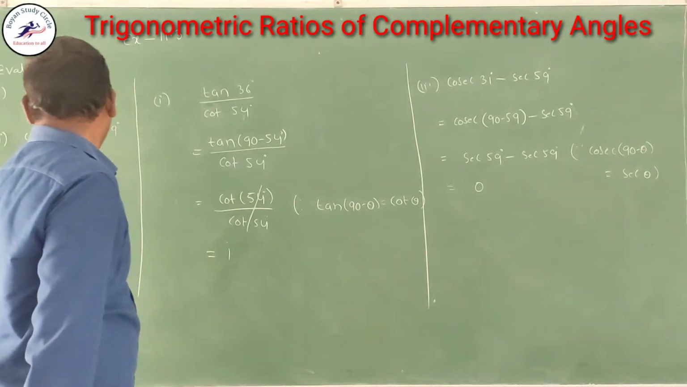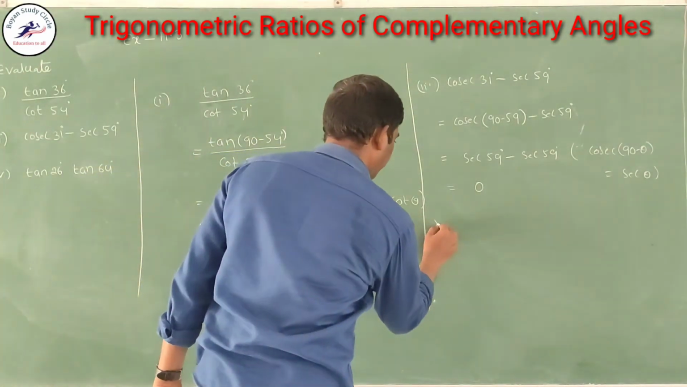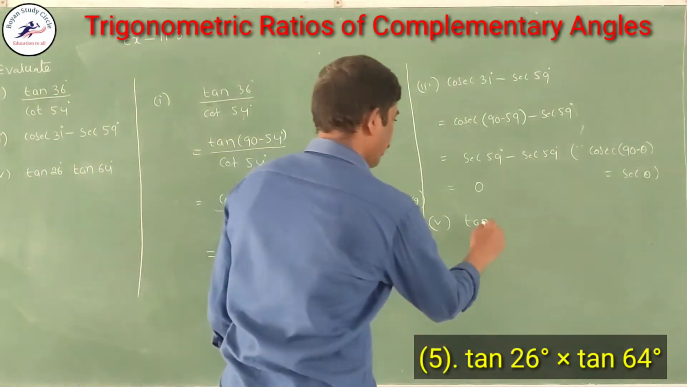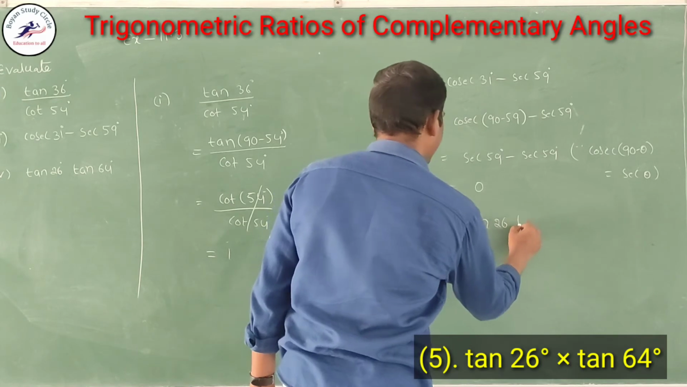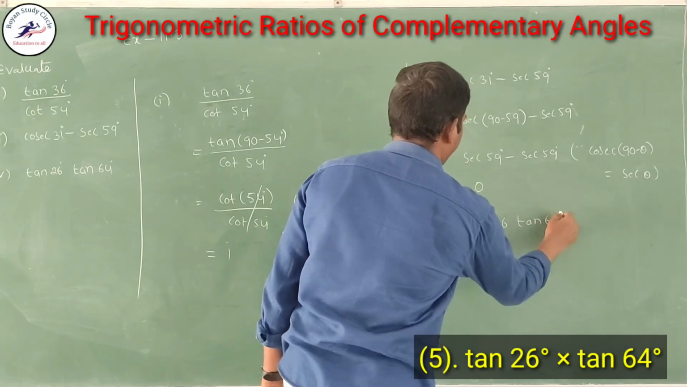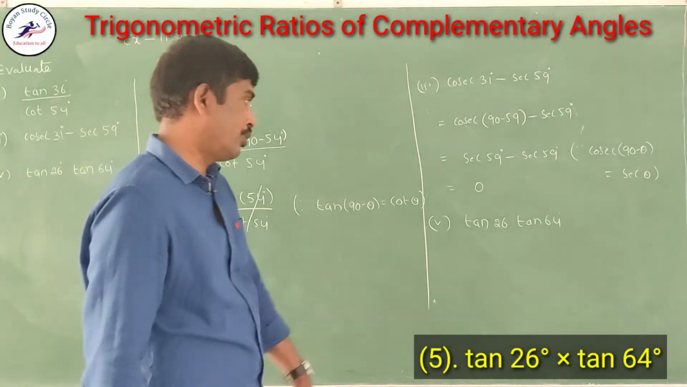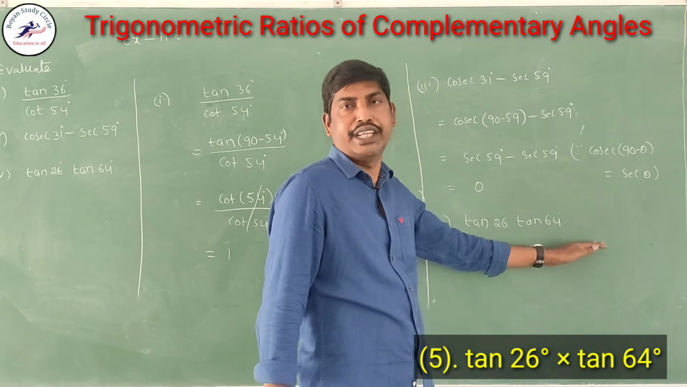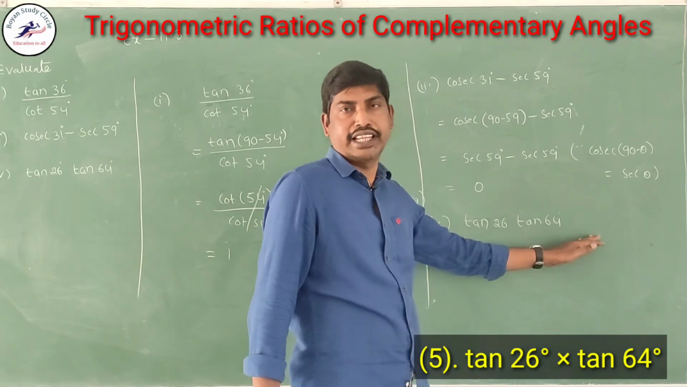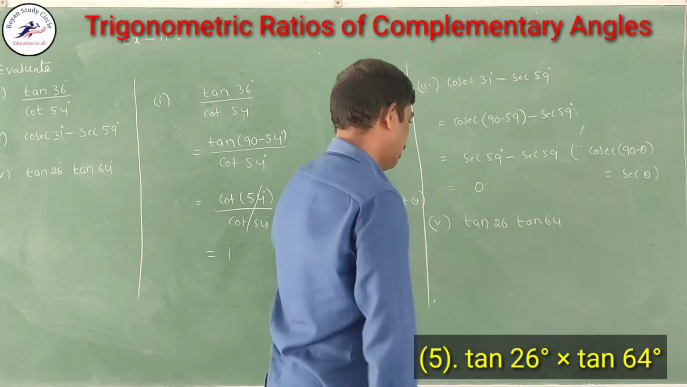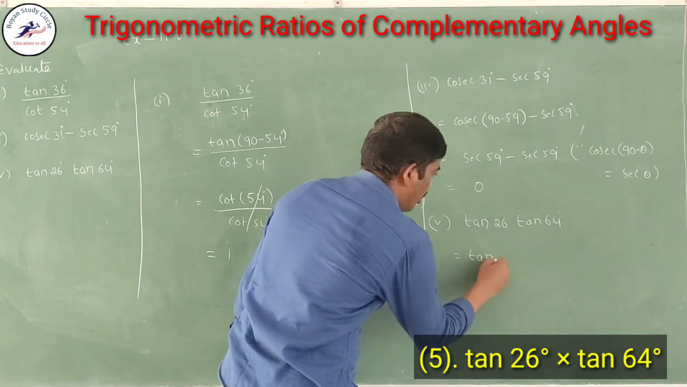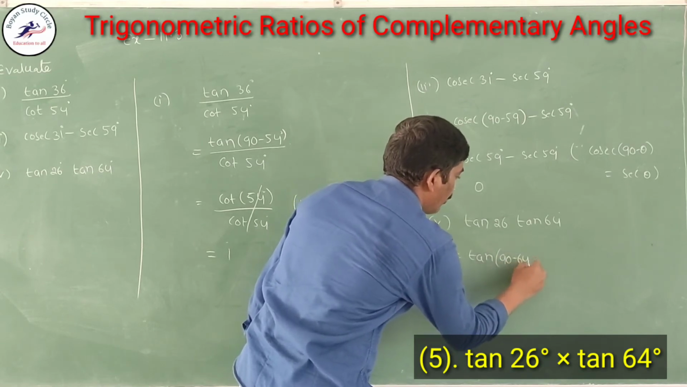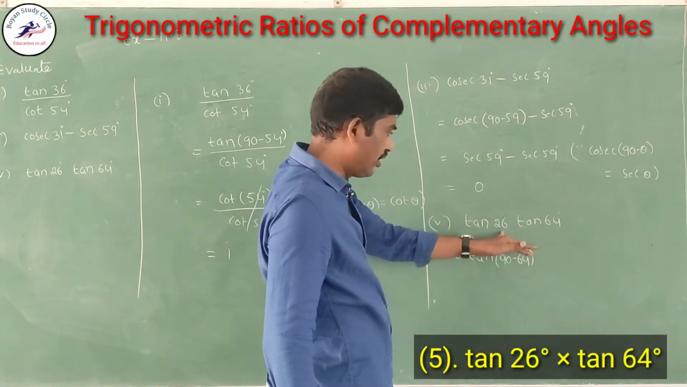See the next one, that is fifth one, tan 26 into tan 64 degrees. So add these two, 64 plus 26, that is also equal to 90 degrees. So these two also complementary angles. So we are going to change the first one. So that is equal to tan of, I am going to write 26 just like 90 minus 64 degrees. If we can subtract these two, we will get easily 26.